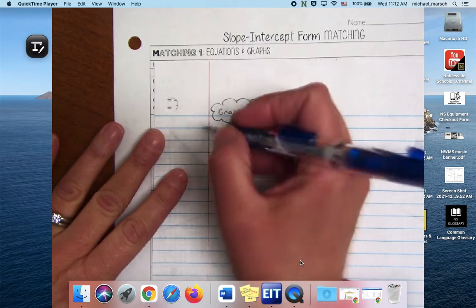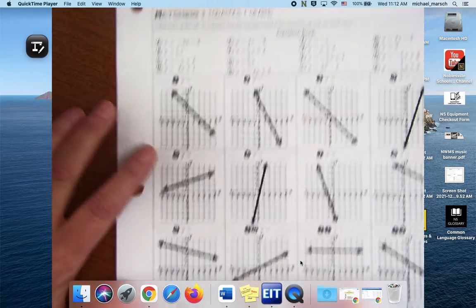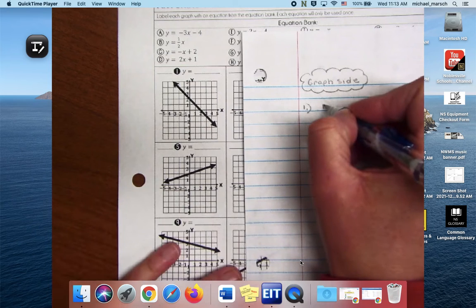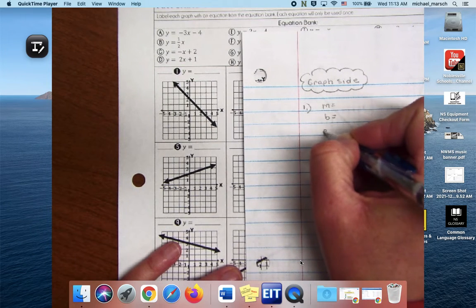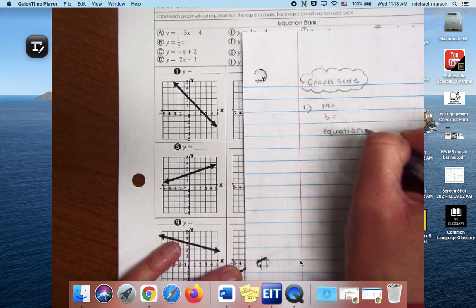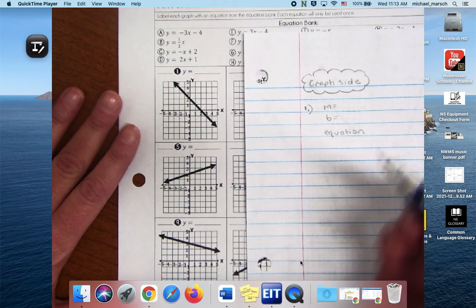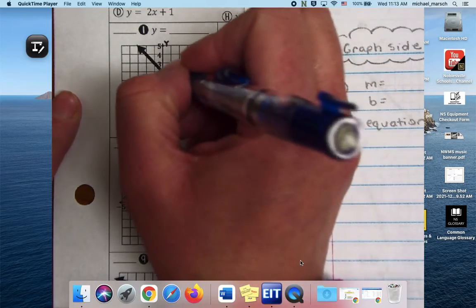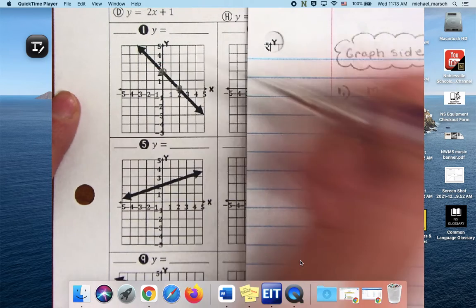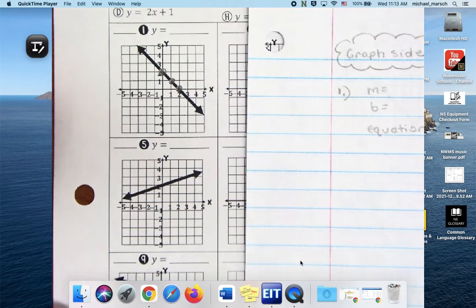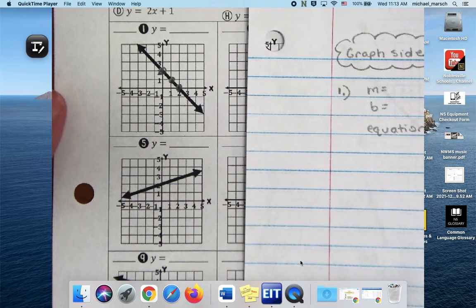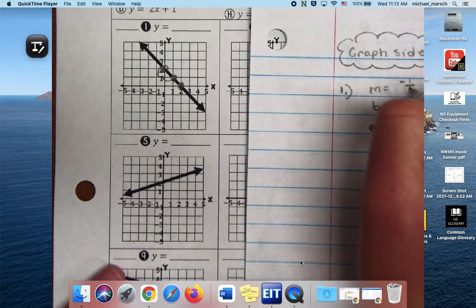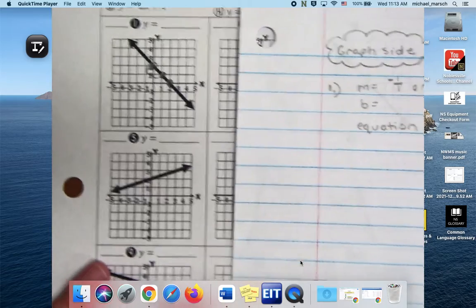All right, number 1, let's look at this graph here. We're going to first find the slope, then the y-intercept, and then write the equation. Remember, to find the slope we need 2 perfect intersection points. So I'm going to use this one and this one. I could use this one too, right? Then I tell myself, I fall 1, run 1. That's negative 1 over 1, or negative 1 for my slope.